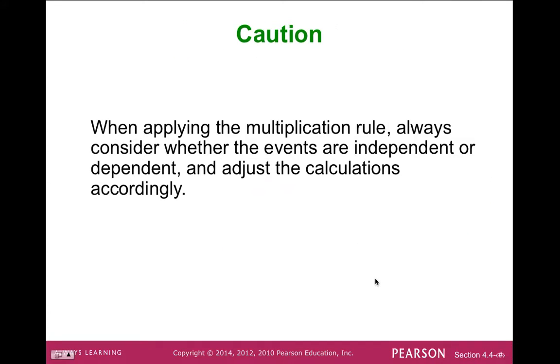So some caution: when applying the multiplication rule, you always have to consider whether events are independent or dependent, and you need to adjust your calculations. Now, for the most part, we are going to be treating events in this class as independent. However, it's important to understand what they are saying here. Events can be independent in the sense that event A has no impact on event B, or they can be dependent, where event A could have or does have an impact on event B.